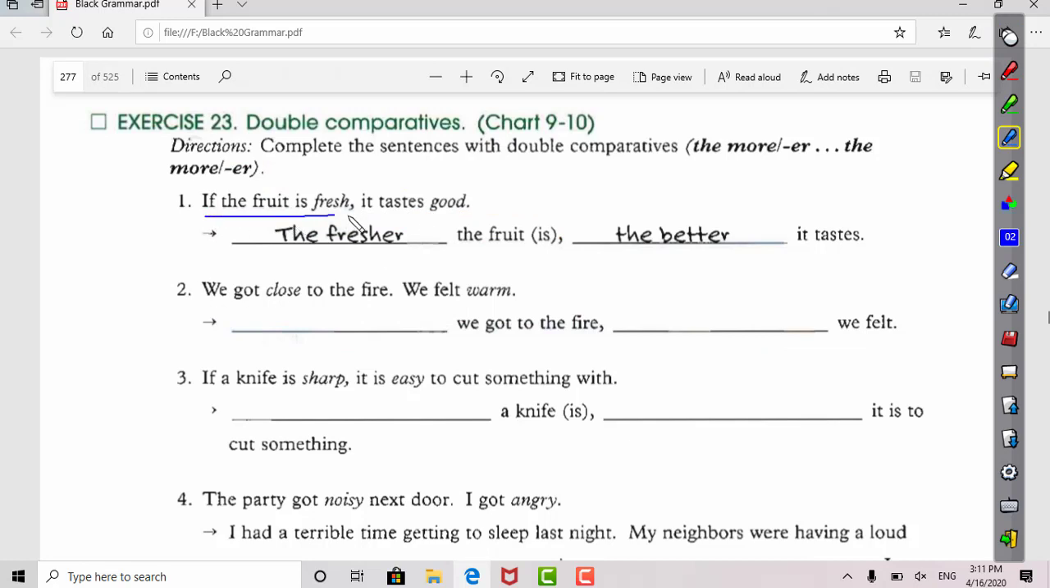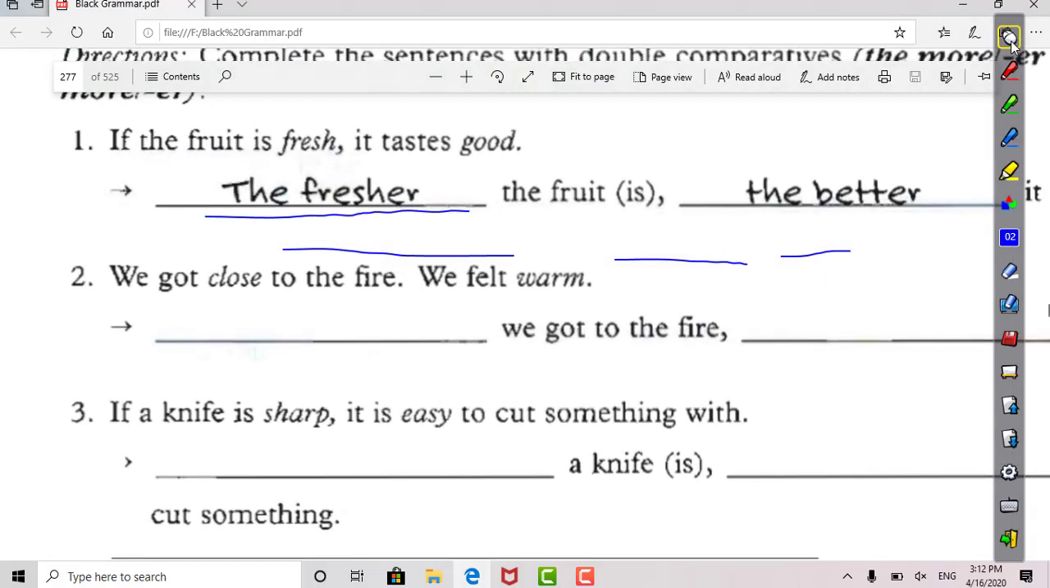If the fruit is fresh, it tastes good. Jika buahnya segar, rasanya juga enak, begitu. So, the fresher the fruit, semakin segar buahnya, semakin baik rasanya. Because we have said that if the fruit is fresh, it tastes good. So, it means what? The fresher the fruit, the better it tastes. What about this one? I will make it bigger, this one, to make it easier. Write down here. Alright.